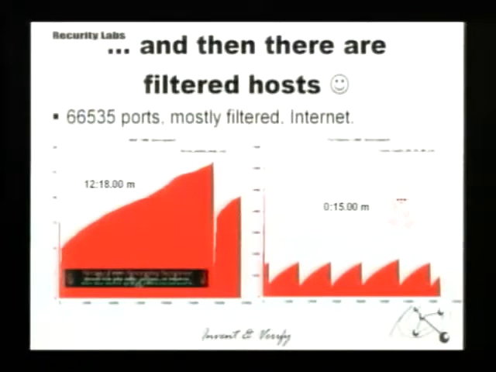Okay, so let's give you this in numbers. This is the difference between scanning a filtered host with Nmap on one side, all ports, 12 minutes and 18 seconds, and Port Bunny on the other side, 15 seconds.